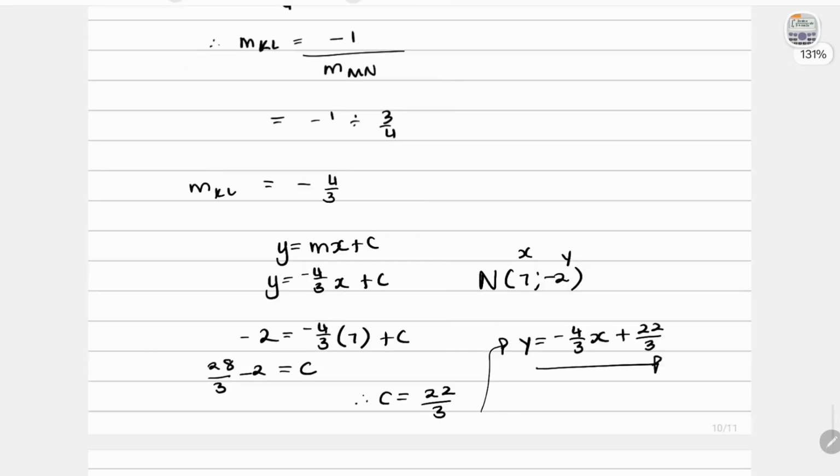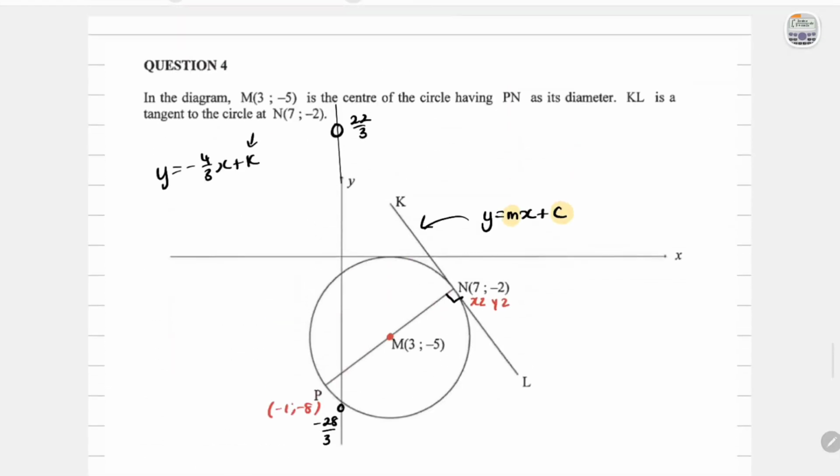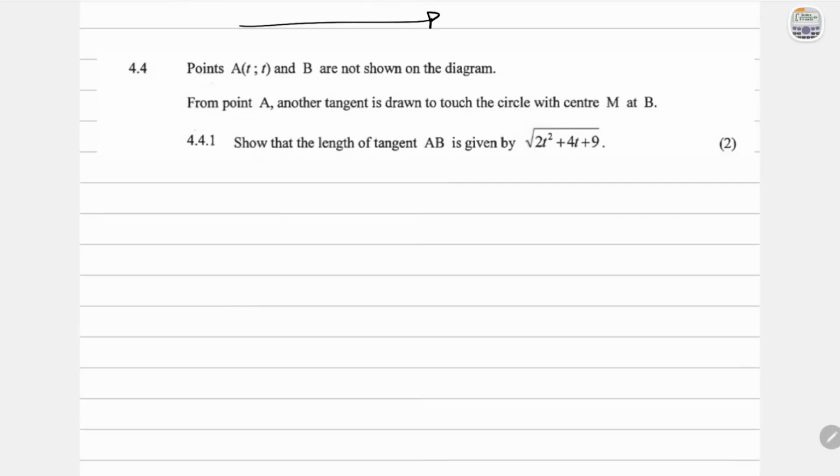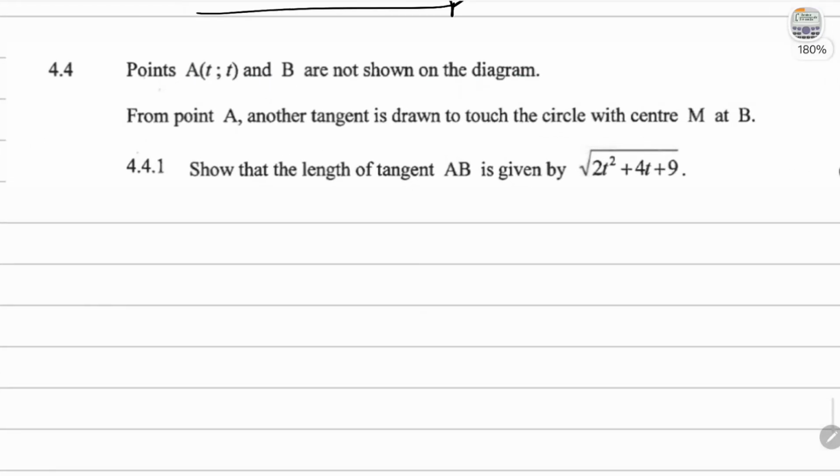Okay, so that is it for 4.3. And then we move on to the next question. Okay, final question for analytical geometry. We have points A and B. So A is made of T, and B are not shown in the diagram. From point A, another tangent is drawn to touch the circle with the center M at B. And then 4.1 says, show that the length of the tangent AB is given by this.